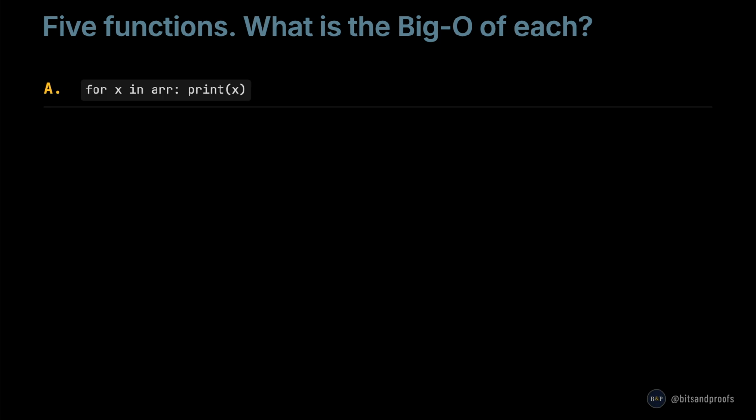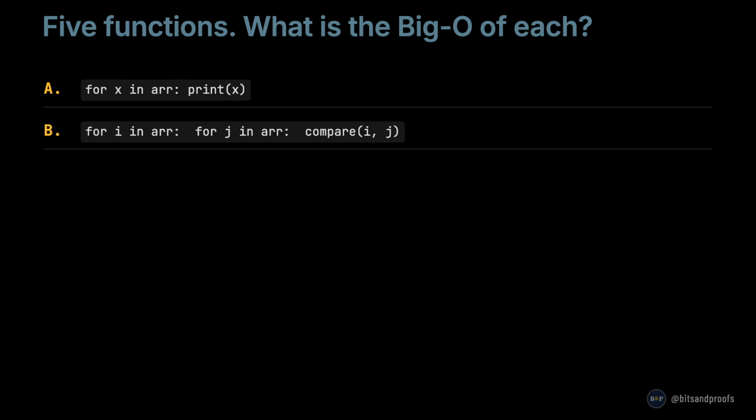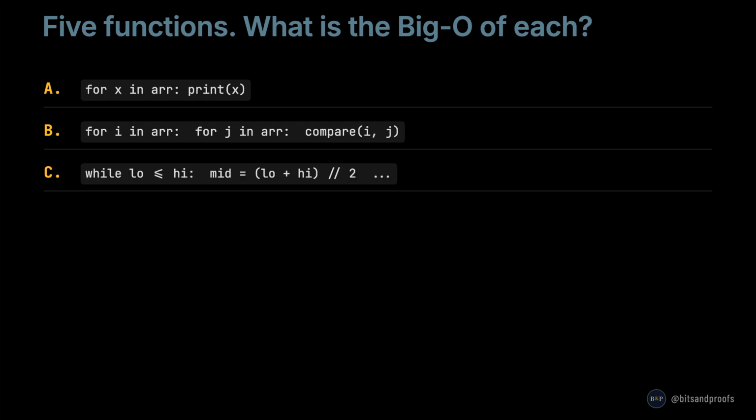A, a simple for loop that prints every item in the list. One pass, very common pattern. You write this every day. B, 2 nested for loops, comparing each item to every other item. Looks innocent, it's not. This pattern shows up everywhere in interview problems.